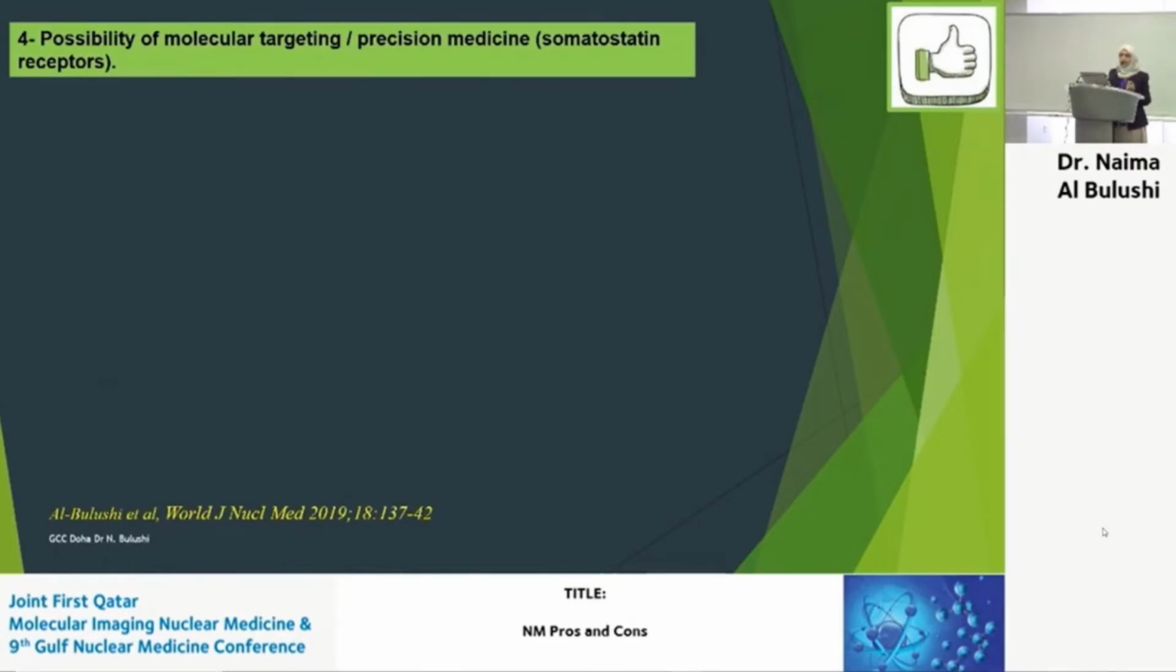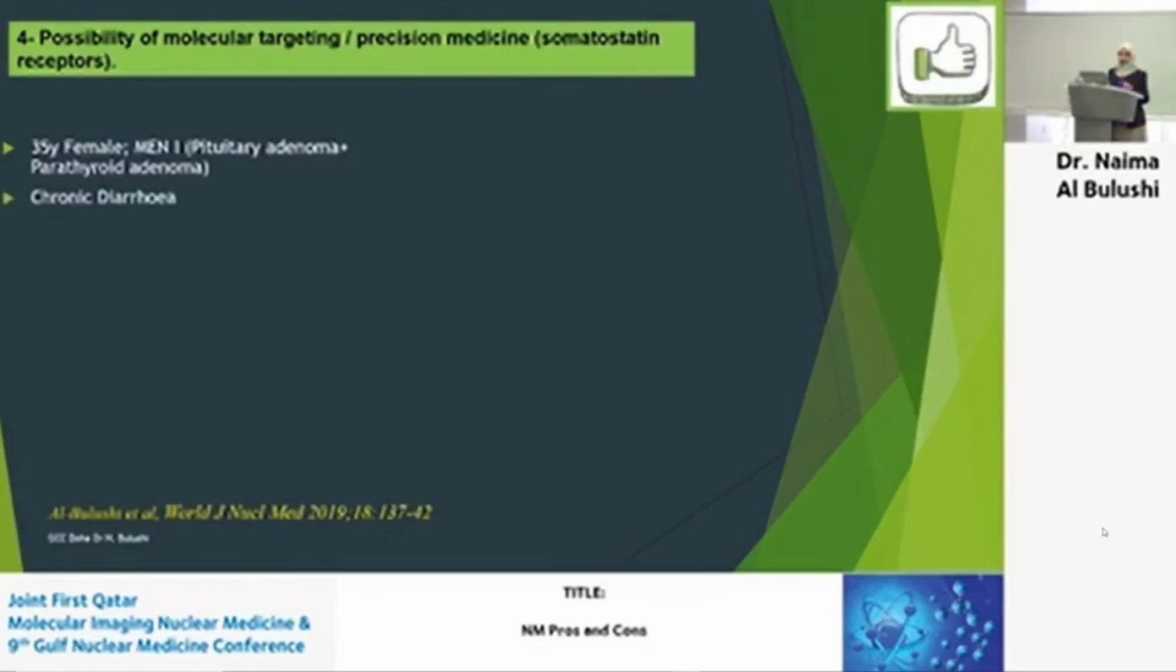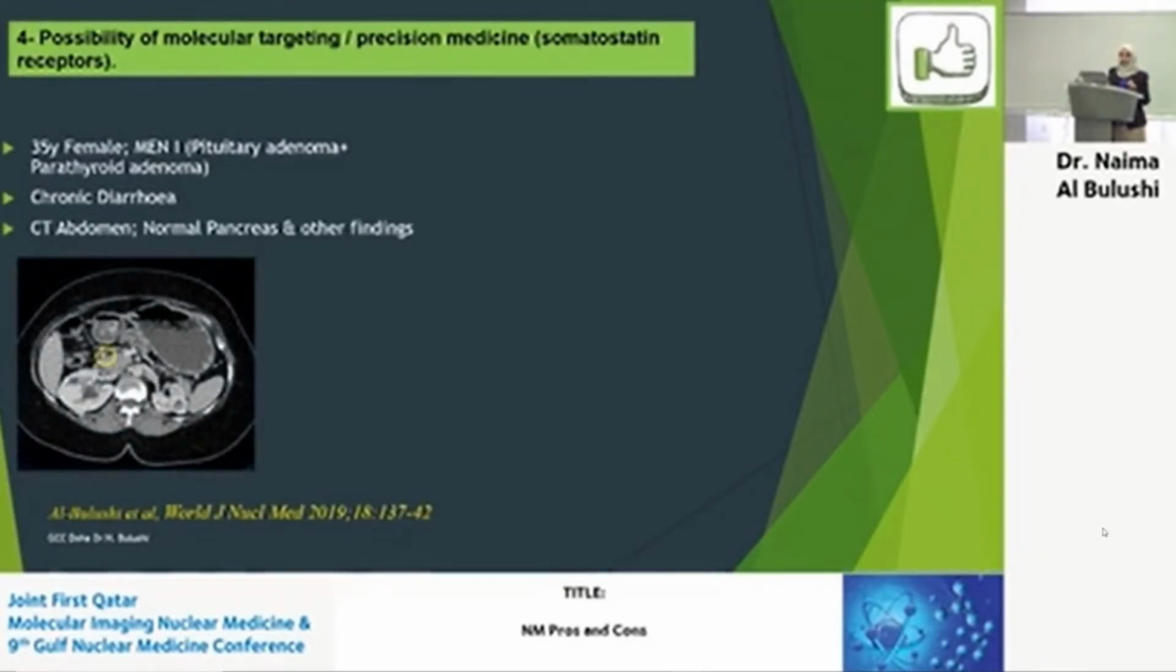Now, this is really the beauty of nuclear medicine, because this is an example of somatostatin receptor detection. There is a 35-year-old female, and this is from our hospital, known to have multiple endocrine neoplasia type 1. She has pituitary adenoma, parathyroid adenoma, and she presented with chronic diarrhea, and CT abdomen was reported as normal. This is the CT abdomen, and there was a pre-pancreatic lymph node, as you can see with the circle, and it was reported as normal.